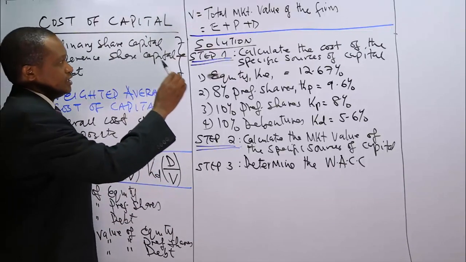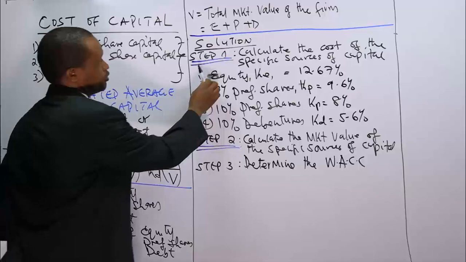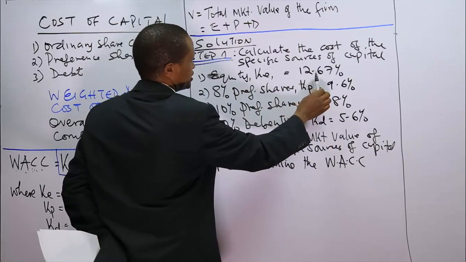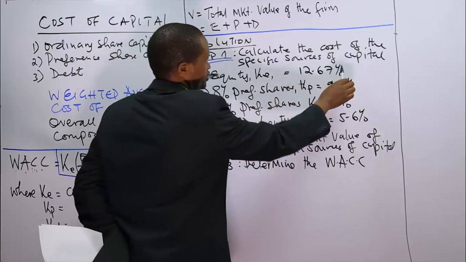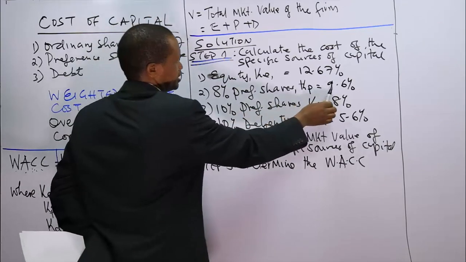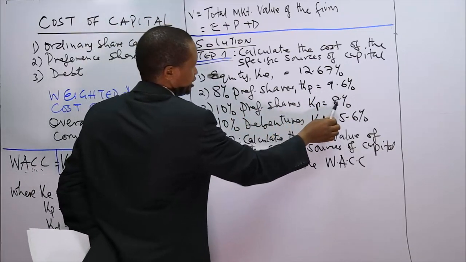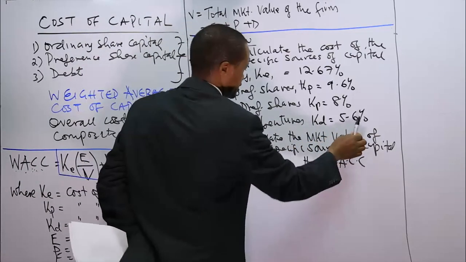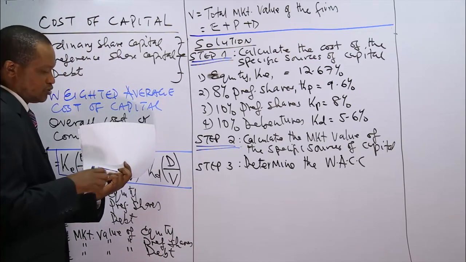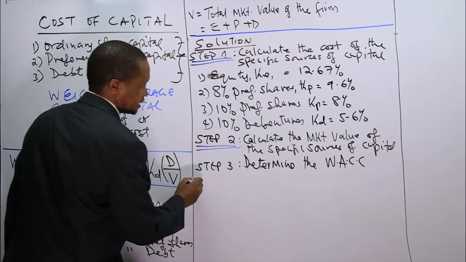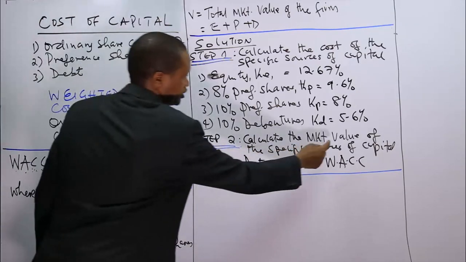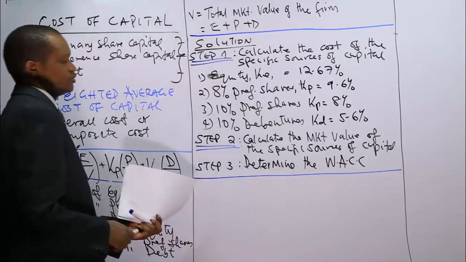So in this illustration, we have accomplished step one. We have the cost of the specific sources of capital. Cost of equity is 12.67%, 8% preference shares, 9.6%, 10% preference shares, 8%, 10% debentures, 5.6%. So we'll now move to our second step, which is the determination of the market values of the specific sources of capital.